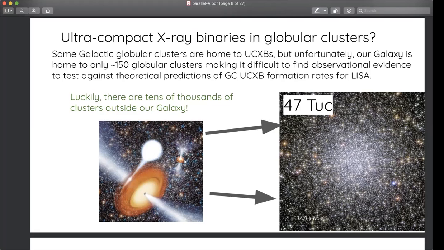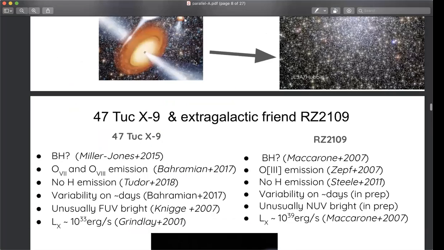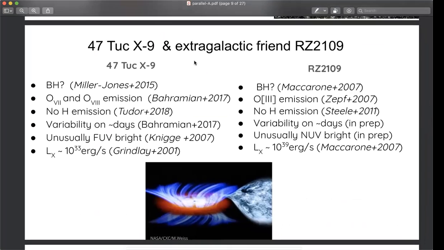And even though it's a lot harder to study stuff outside of our own galaxy, we do have one candidate ultra-compact X-ray binary in a globular cluster in NGC 4472. So I wanted to compare and contrast to 47 Tuc X9. Next slide, please. Thanks, John. And just show how we can use what we know about both of these sources to study the physics of and look for more of these sources.